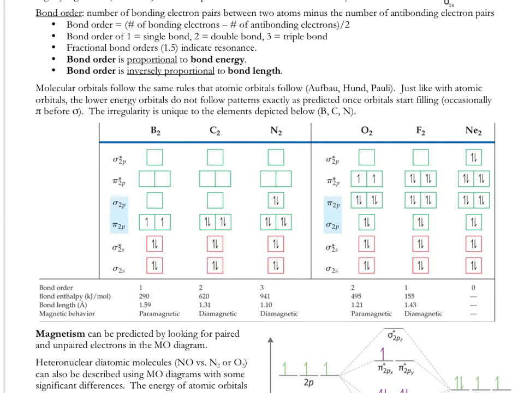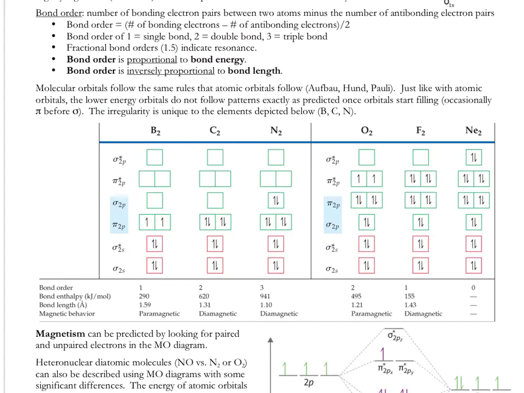So we're still following the same atomic orbital rules, as I said before, filling from the bottom to the top, spreading out, can't double up. But every now and then we get into a weird pattern. And that happens with boron, carbon, and nitrogen. And when I say a weird pattern, you know how the 4s fills before the 3d? That's the same idea here, where sometimes the pi fills before the sigma.